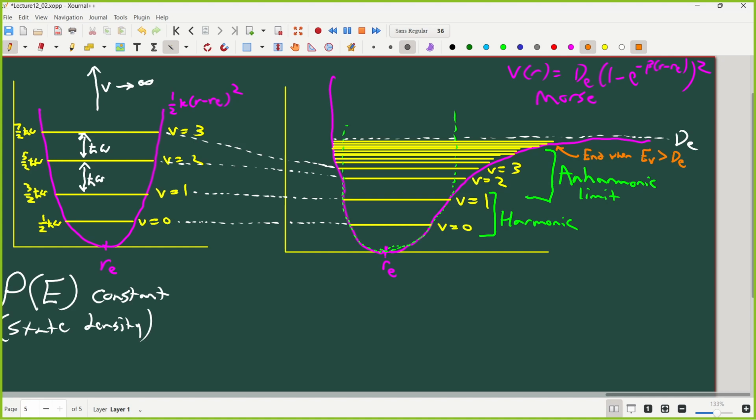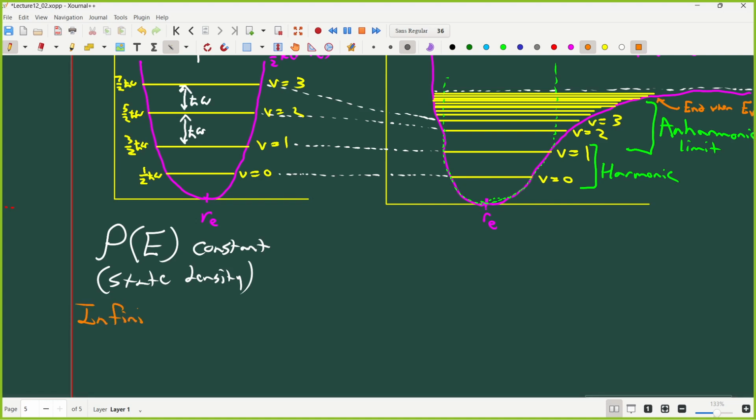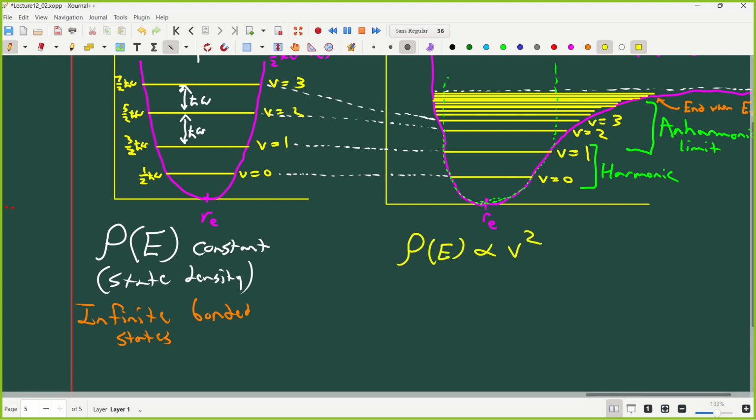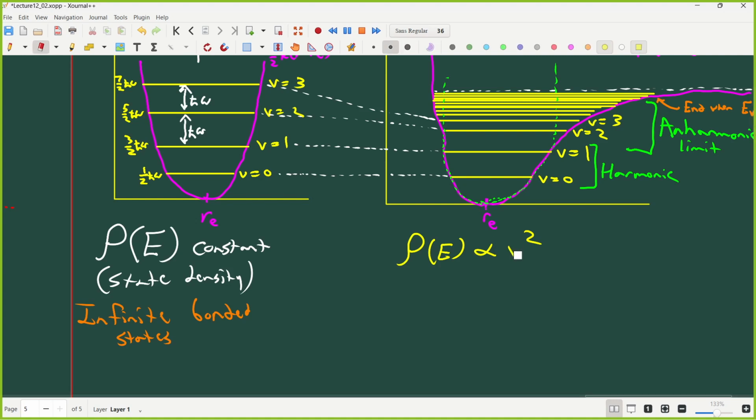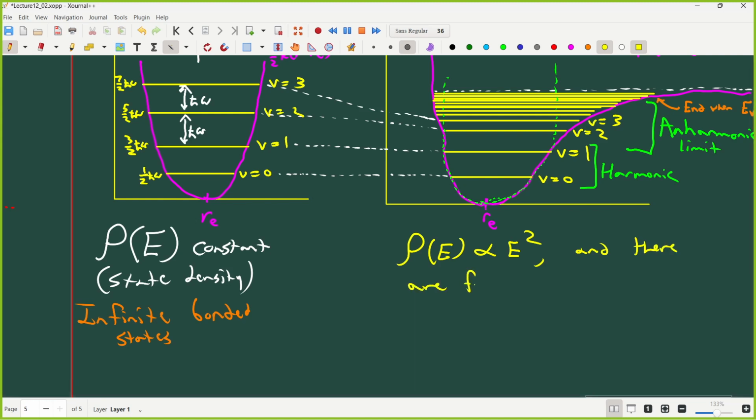So in the harmonic oscillator, the density of states is constant, and there are infinite bound states, or bonded states. But in the Morse oscillator, the density of states increases as v squared, or actually, let's say it decreases as energy squared, roughly. And there are finitely many bonded states, or bound states.